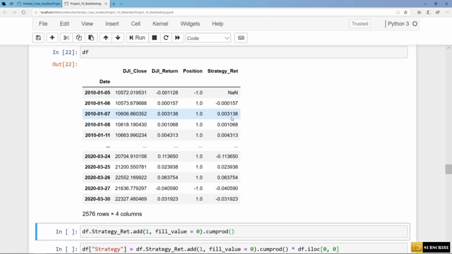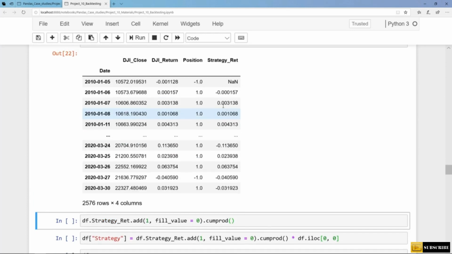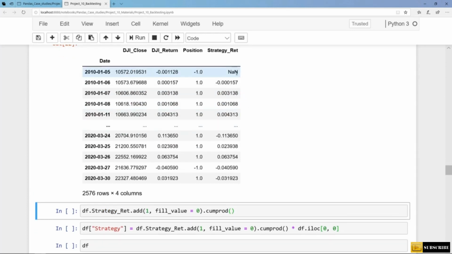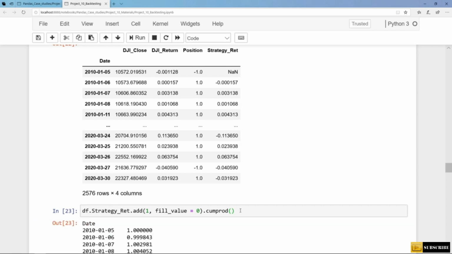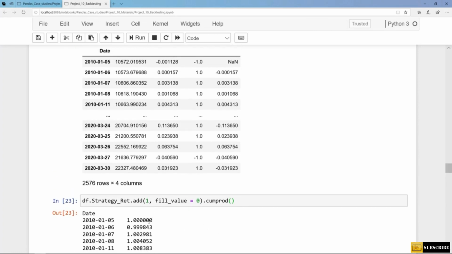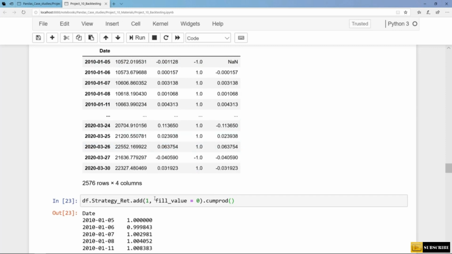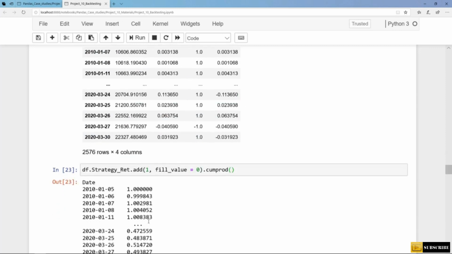10,572. And actually based on the strategy returns, we can calculate for each and every timestamp, so to say, the cumulative investment multiple. So first of all, we add 1 to each and every return. And if there's no return, like here in the first row, then the fill value is 0. And we actually calculate the cumulative product. So let's have a look here. And at the very first day, we have a multiple of 1. So the initial price or the initial value for our strategy should be the same as for the Dow Jones Index. Then at the next day, we have a multiple of 0.99 and so on.